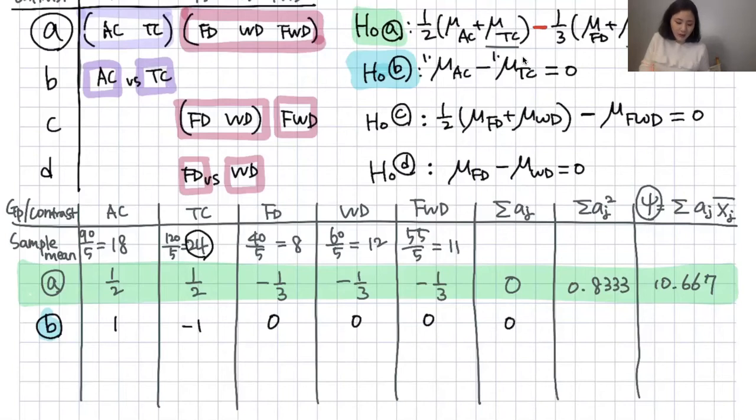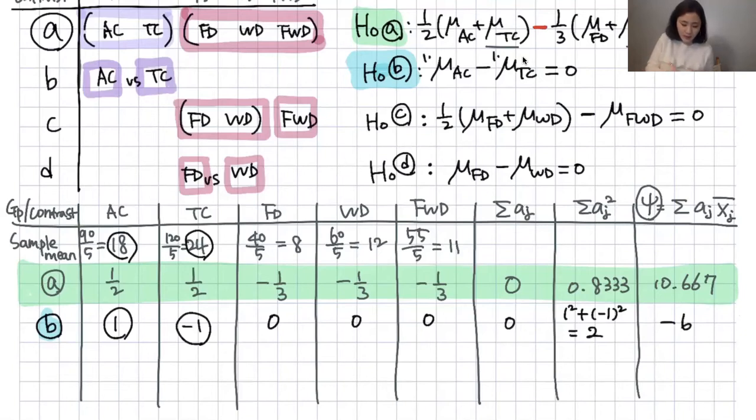And if I square them and then add them up, 1 squared is 1 plus negative 1 squared is 1, which is 2. And to calculate the psi, we need to multiply 18 times 1, plus 24 times negative 1, which is negative 24. And 0 times 8 plus 0 times 12 plus 0 times 11 is all 0. I will not write it. So 18 minus 24 is negative 6.